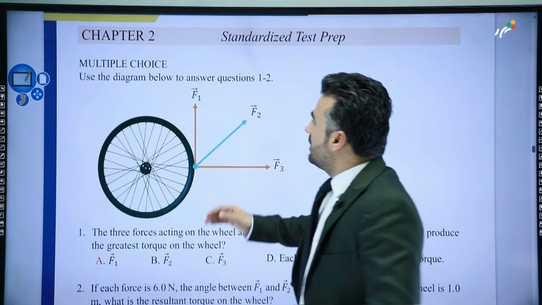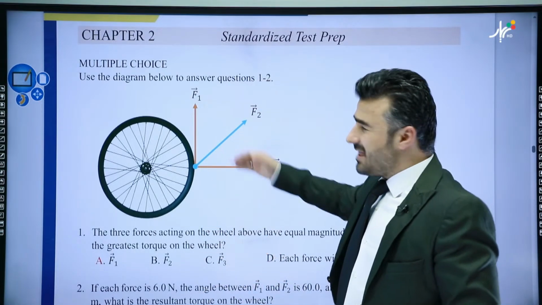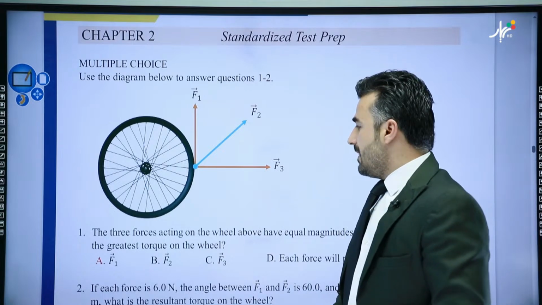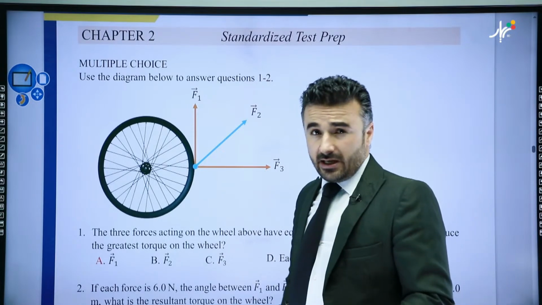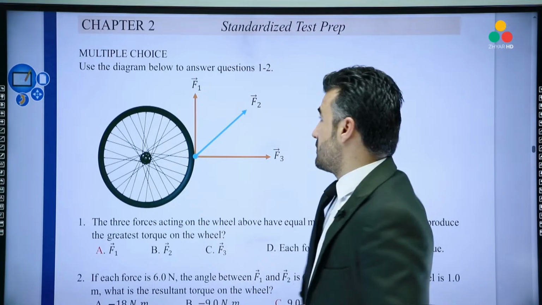Today, we'll start solving these questions, and then at the end of this, hopefully, if we're lucky enough to have some time, we will solve some more questions as well.